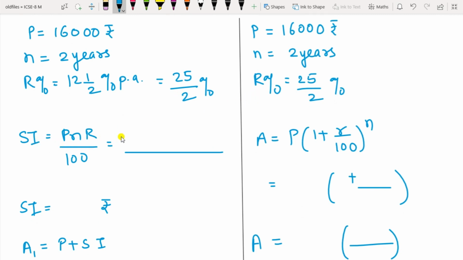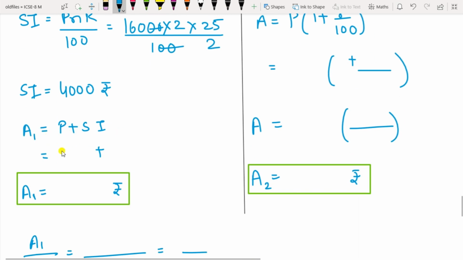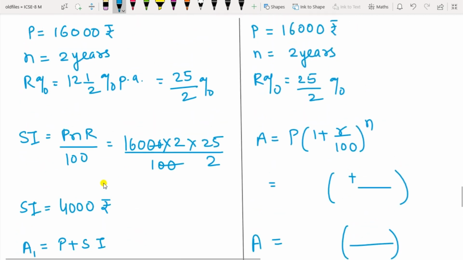Now here you have to find the simple interest. So it is 16,000 into 2 into 25 by 2 into 100. So these two zeros will get cancelled, and here you will get simple interest as 4,000 rupees. And then you have to find amount. So let it be A1 equal to P plus SI. P is here 16,000 plus 4,000, that will be 20,000 rupees. That is A1. Now if it is with compound interest, this section is for compound interest.